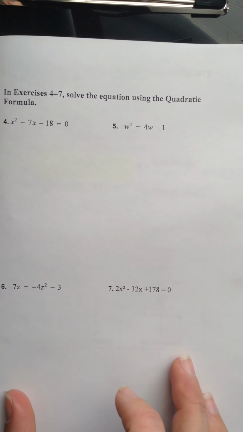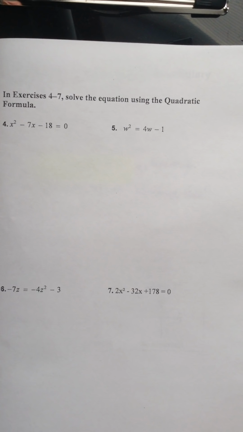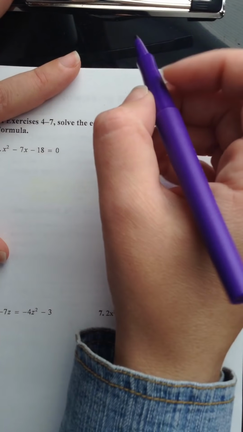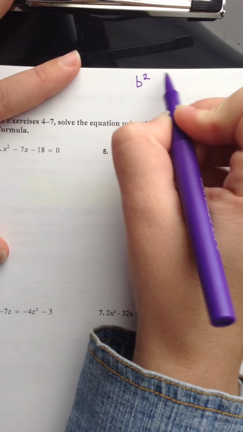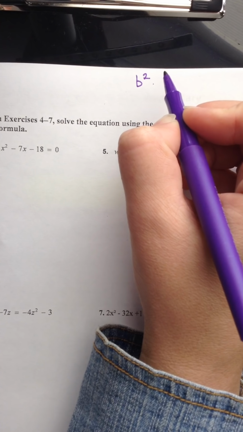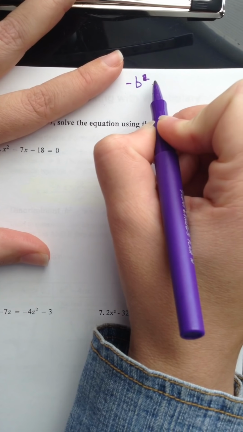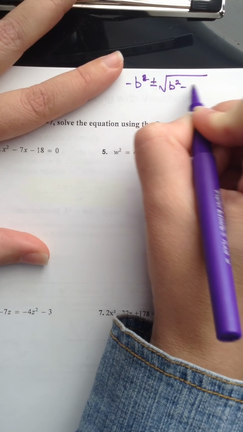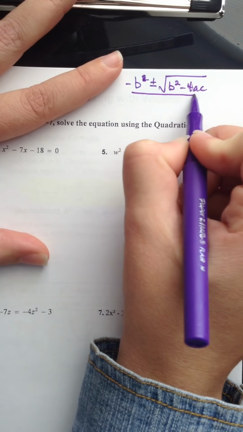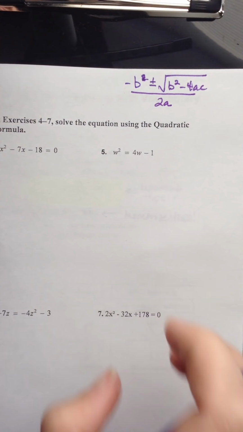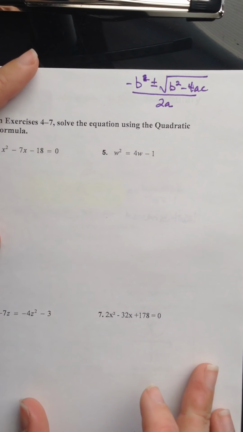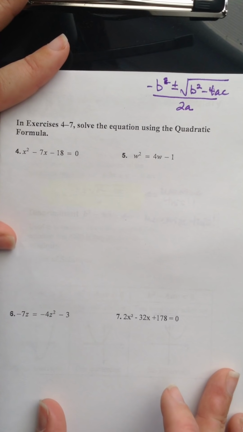Moving on, in exercises 4 through 7, solve the equation using the quadratic formula. So first off, we need the quadratic formula. From the first page, it is negative b plus or minus the square root of b squared minus 4ac all over 2a. So we're going to use that formula to solve the equations that we have.